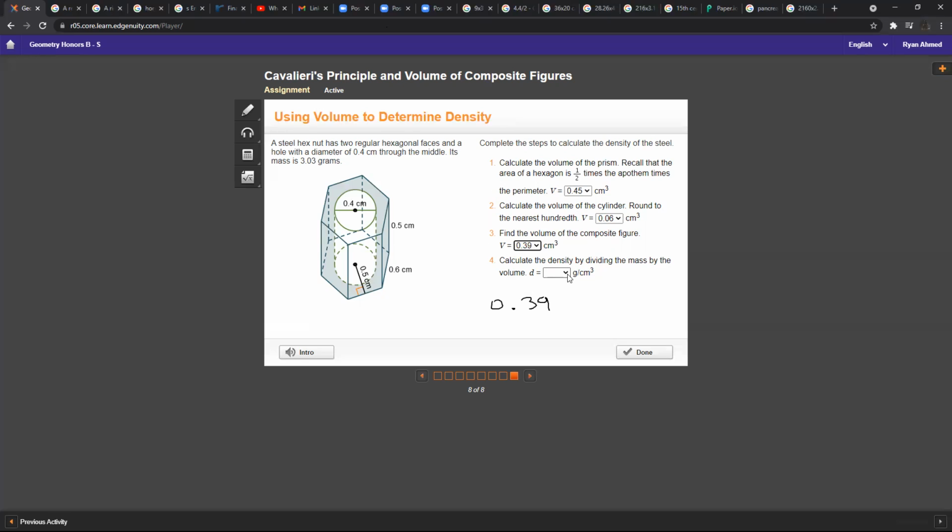Cool, 0.39. And then density is going to be mass over volume. This right here is the volume, and I think they gave us the mass. Yeah, the mass is going to be 3.03. So we're going to do mass divided by volume. We're going to do 3.03 divided by the volume, which we just found out to be 0.39.